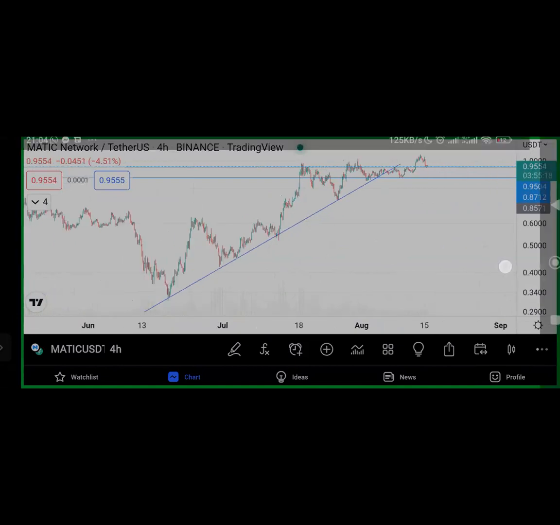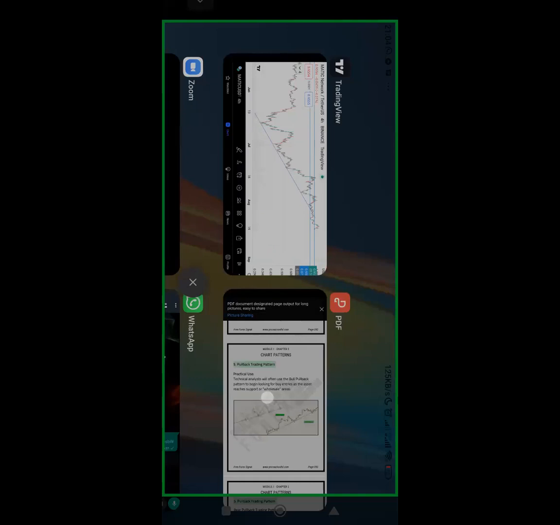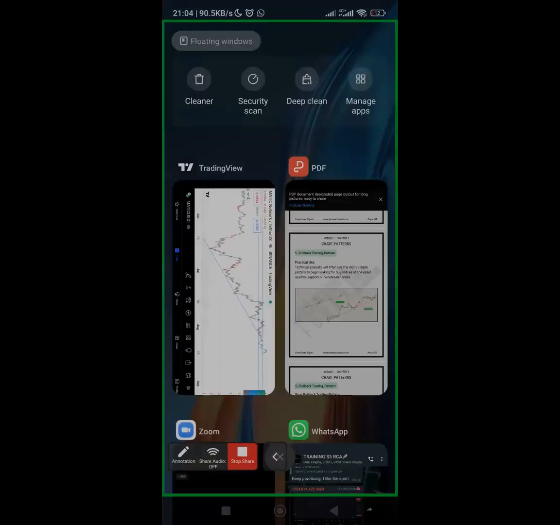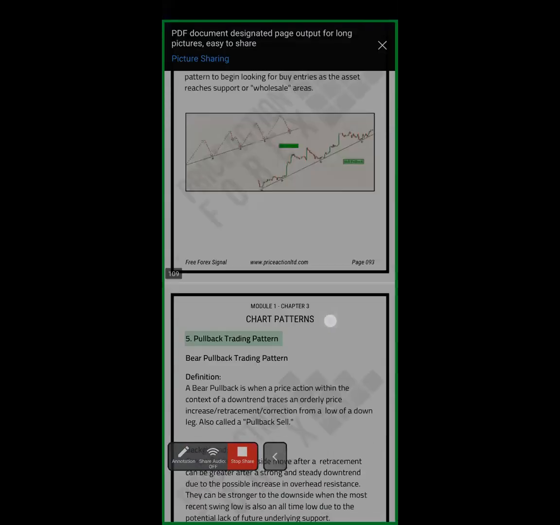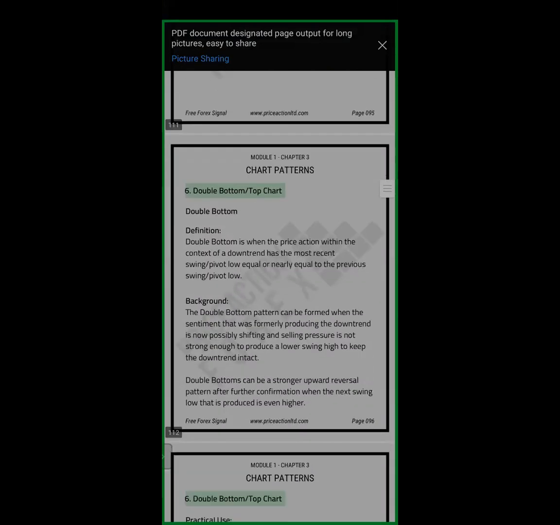So from tomorrow, we will continue with the bear pullback, and then move towards the double top and the double bottom, which is the W pattern and the M pattern. So this is where we are going to call the class.